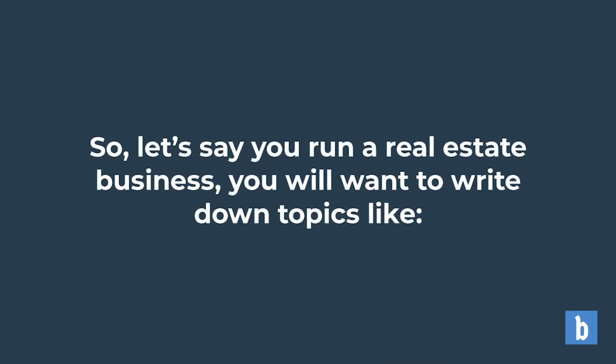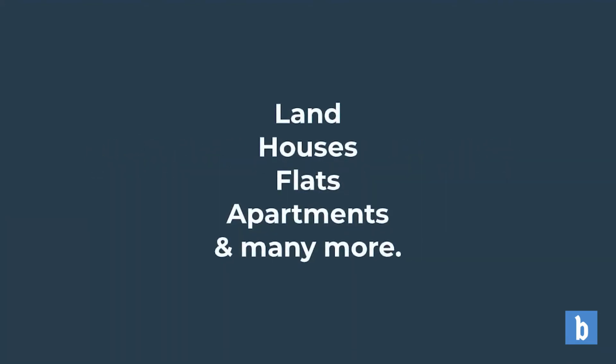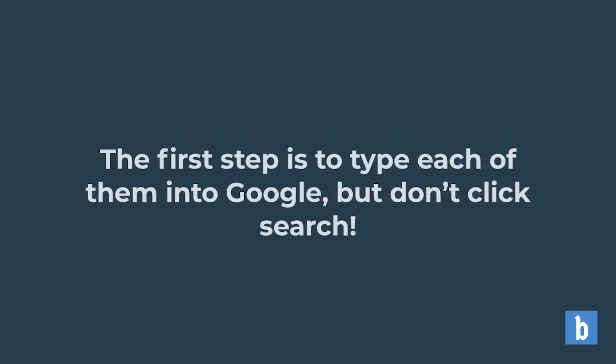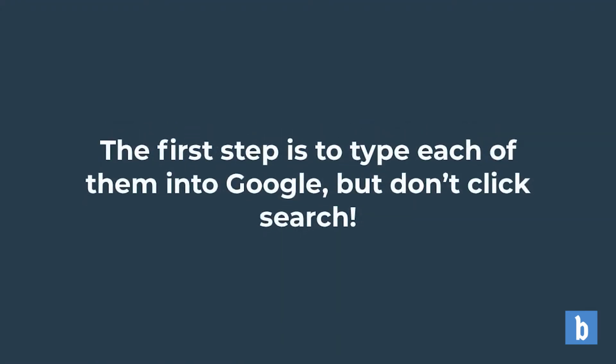So let's say you run a real estate business. You will want to write down topics like land, houses, flats, apartments, and many more. Once you have a list of topics, you will want to start the process of narrowing them down into keywords. The first step is to type each of them into Google, but don't click search.